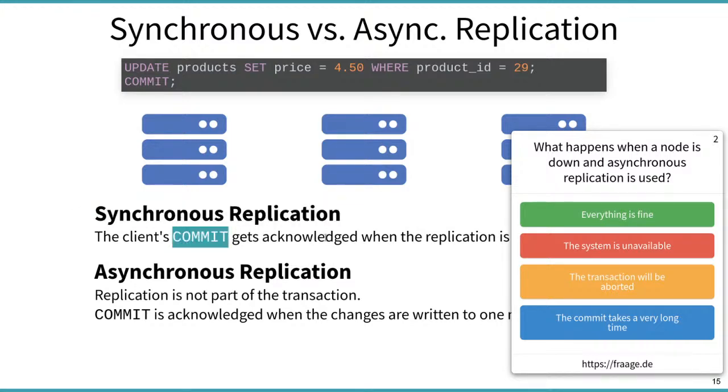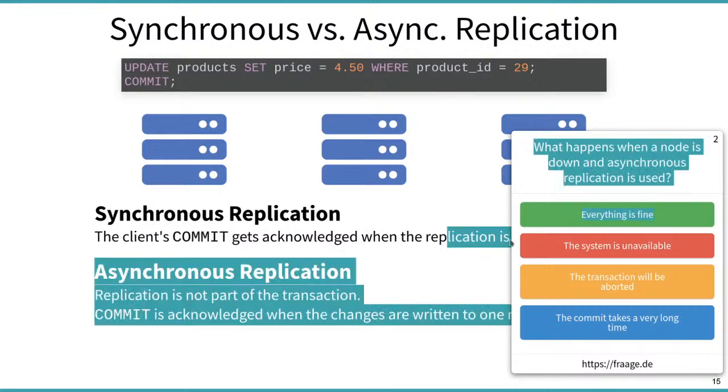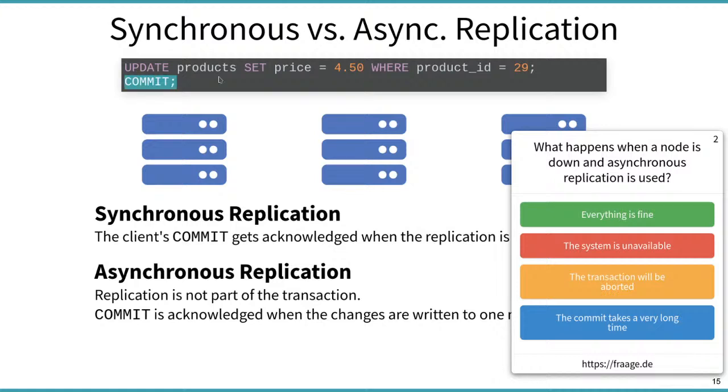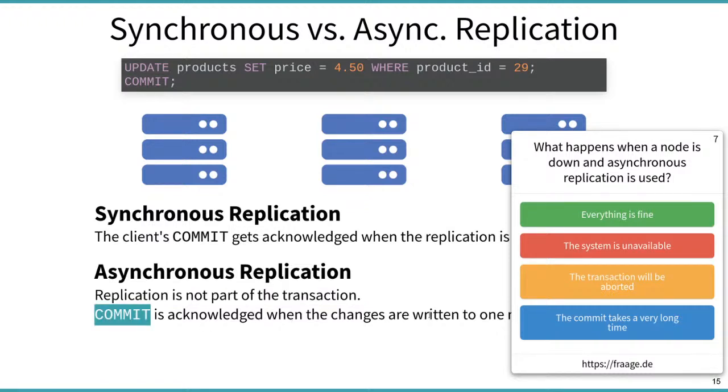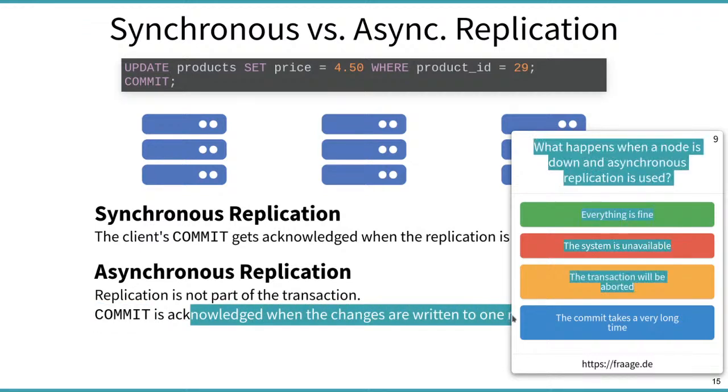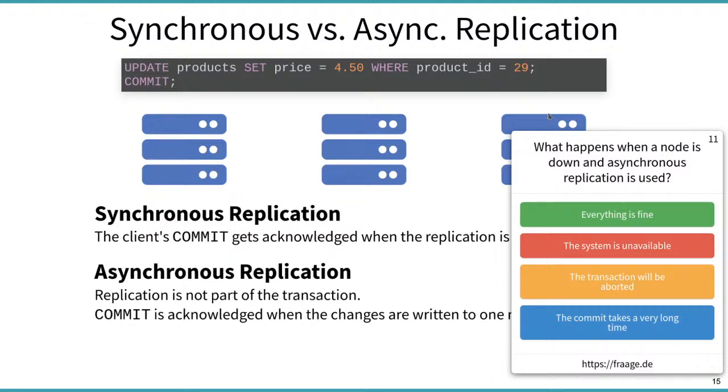Synchronous means the commit gets acknowledged when the replication is finished. So you say commit, then the replication starts, and when all nodes have stored the new value for 450, then your commit is finished. And asynchronous replication means the replication is not part of the transaction, so your commit is acknowledged when it's written on one node, and then afterwards it is transferred to the other nodes. So the commit is acknowledged when the changes are written to one node, and then this node sends the changes to the other nodes.